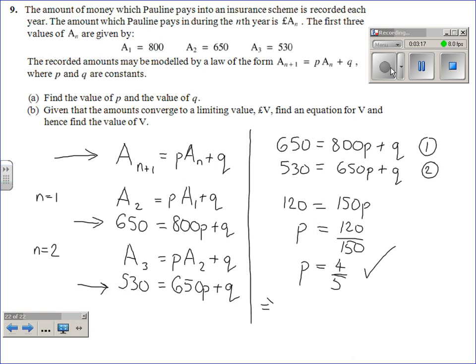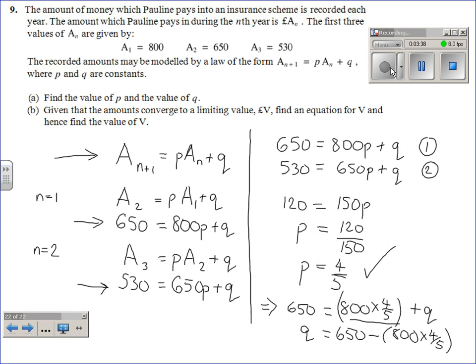So that implies that 650 equals 800 times 4/5, and then add Q. To get Q, we just need to take that away from both sides. So Q is 650 minus that. I haven't got a calculator handy at the moment, or you could work that out first and subtract it. Therefore, finally, you end up with Q equal to 10, and at that point you're done. So we can write that together there: P is 4/5 and Q is 10. Okay, and you're done.